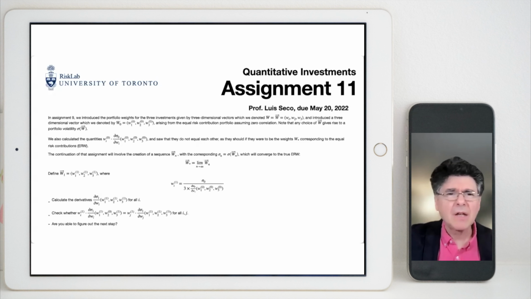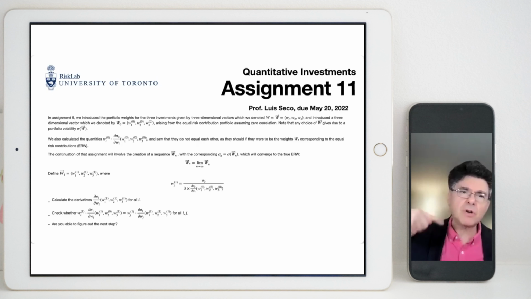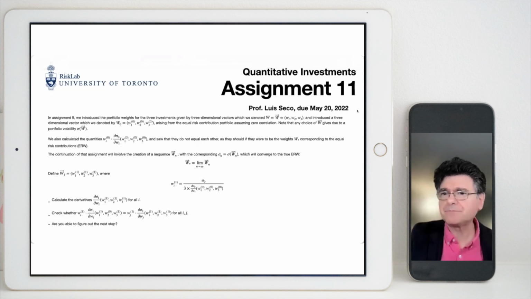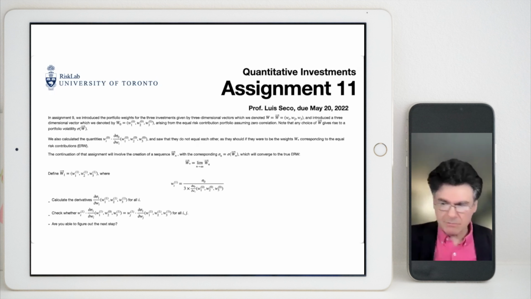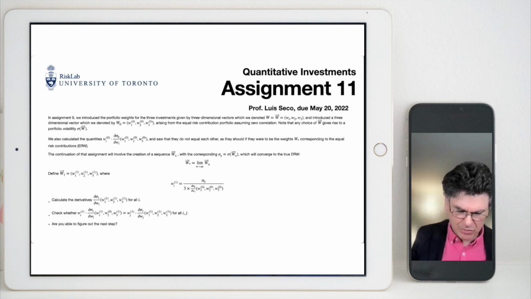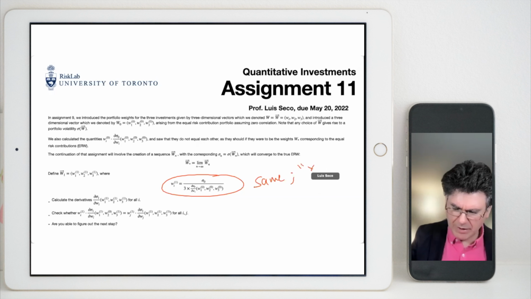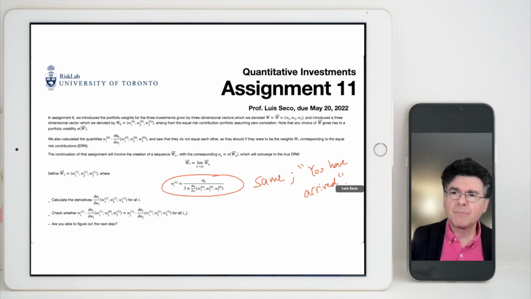Okay. All right. So if this is clear, then you know how to finish that. You just have to do the same thing over and over and over again. And in doing it like that, then you will eventually find the weights, which every time you would do this calculation, you get the same number. When this is the same, you have arrived.